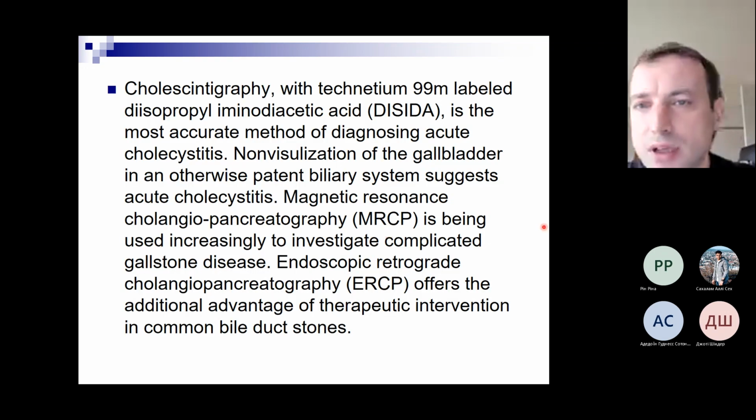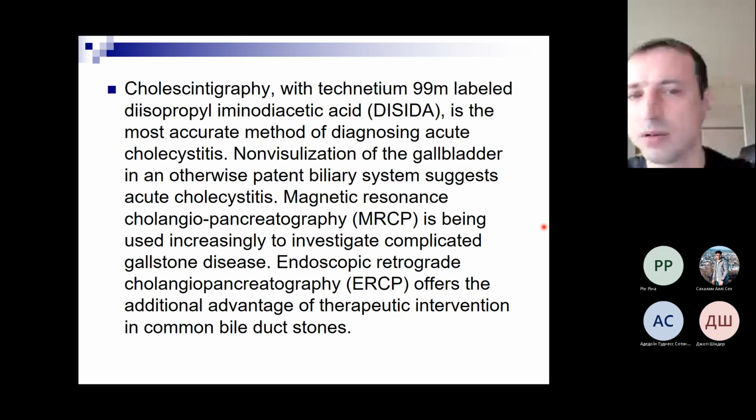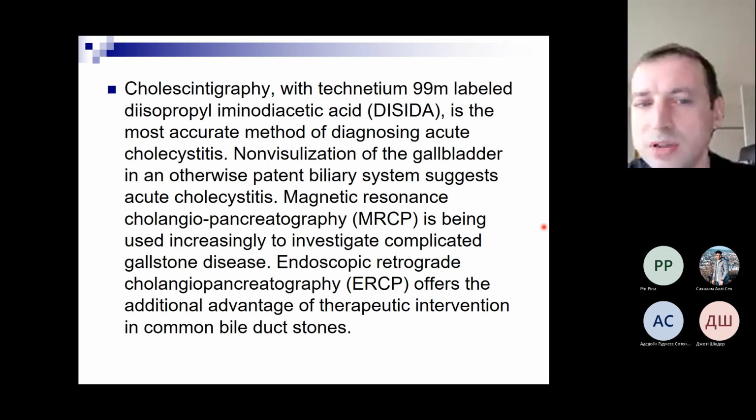Scintigraphy with technetium-99m labeled diisopropyl iminodiacetic acid is the most accurate method of diagnosing acute cholecystitis. Non-visualization of the gallbladder in an otherwise patent biliary system suggests acute cholecystitis. Magnetic resonance cholangiopancreatography is being used increasingly to investigate complicated gallstone disease. Endoscopic retrograde cholangiopancreatography offers the additional advantage of therapeutic intervention in common bile duct stones.